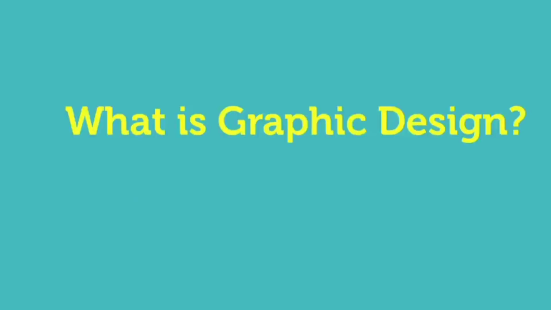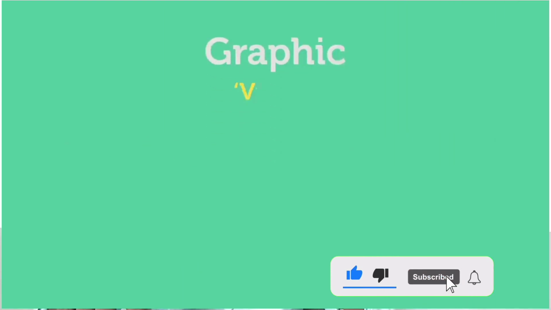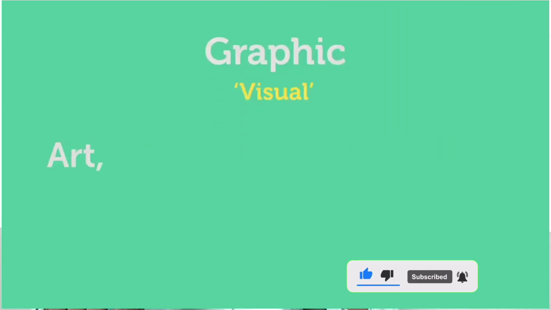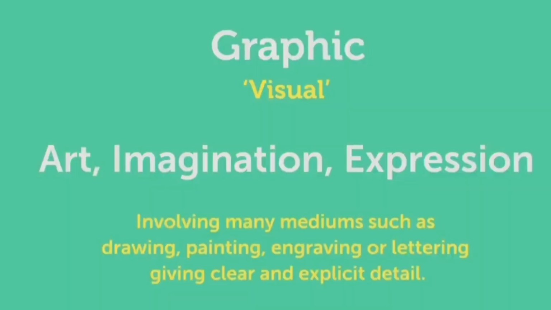Now, let me give you another meaning of graphic design, which I came up with from my research. Graphic design is a compound word with two terms in it: graphics and design. Graphics simply means visual. And by visual, I mean it is an art, it is an imagination, and an expression. It involves many media, such as drawing, painting, engraving, and literally giving explicit detail to things.